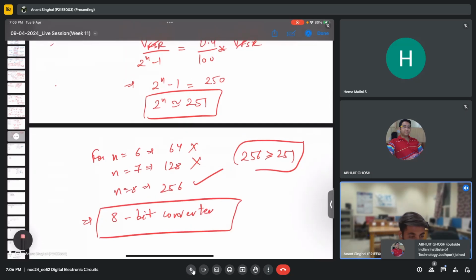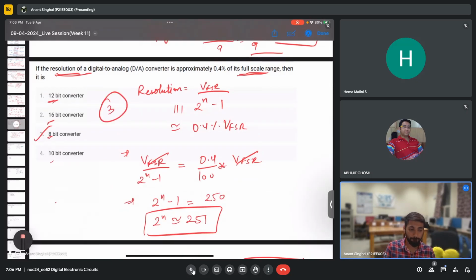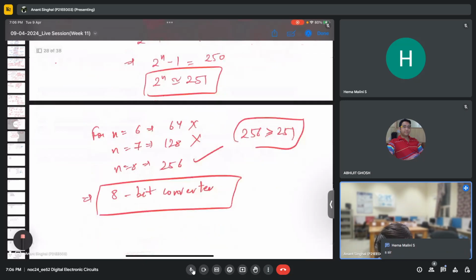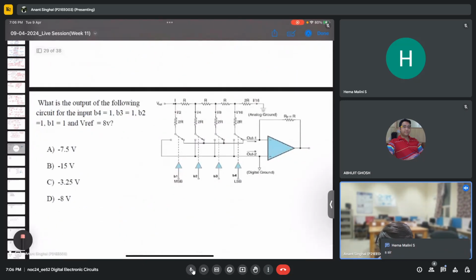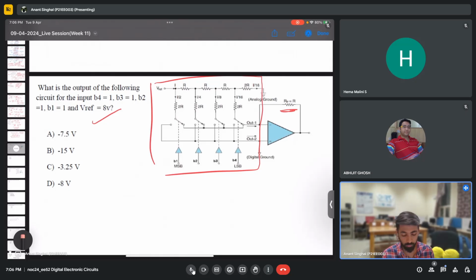Does it make sense? Is it clear to everyone? So option 3 is the correct answer. Is it okay? Fine. So now we can proceed. You can try this question out. So again, this is an R2R ladder network only with an additional op-amp. So if you calculate the output by using all the bits, you will get the answer quickly. So just let me know. You can take 2-3 minutes.